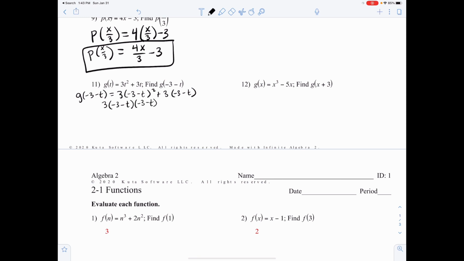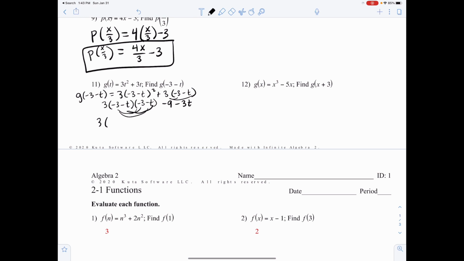-3 minus t times itself. And then I'm just going to multiply this through so that I can get done with that. So actually, this is -9 minus 3t. So this FOILing method is good, although you just need to watch out for your negatives here.